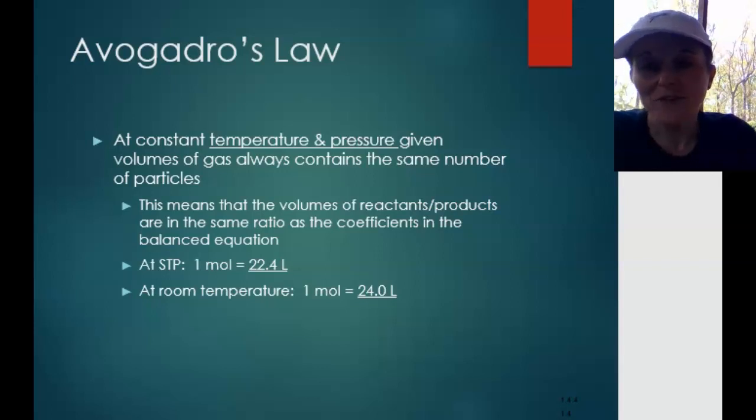Hi guys. So we're going to finish up talking about gases by talking about Avogadro's law. We remember Avogadro from Avogadro's number, 6.02 times 10 to the 23rd atoms, molecules, or formula units per mole. And we use that number a whole lot when we were doing conversions and stoichiometry. Well, here we're going to talk about the relationship with gases. So at a constant temperature and pressure, so when temperature and pressure aren't changing, a given volume of gas always contains the same number of particles.